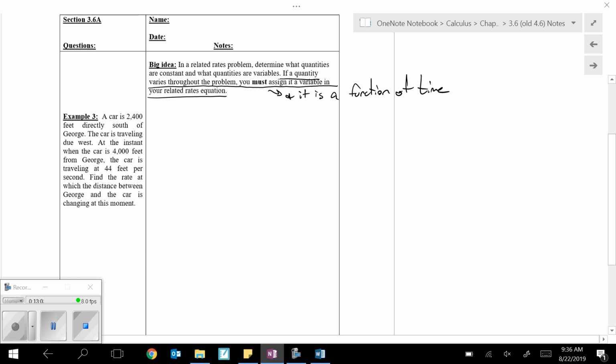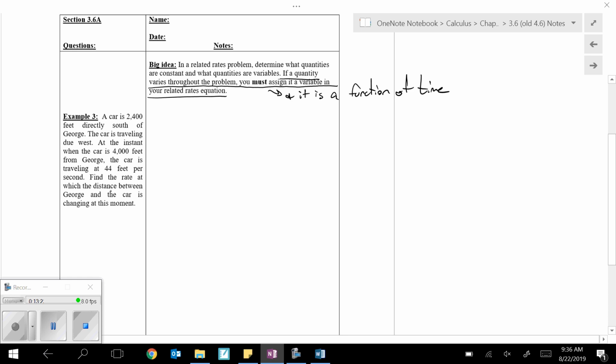A car is 2,400 feet directly south of Curious George. The car is traveling straight west. At the instant when the car is 4,000 feet from him, it's traveling at 44 feet per second. Find the rate at which the distance between George and the car is changing at this moment.